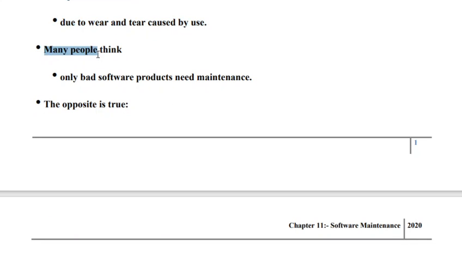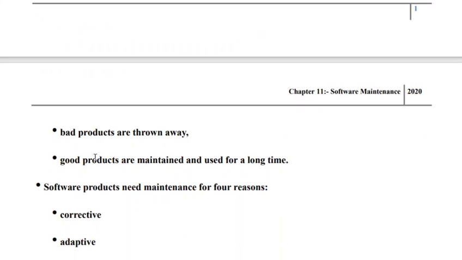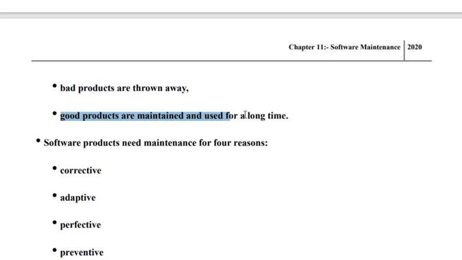It's a common conception that only bad software products need maintenance, but this is not true. Actually, in order to enhance the use time of the software application, we keep on incorporating changes into the existing system. So the opposite is true. Bad software or bad products are often thrown away. Good products are maintained and used for a lifetime.